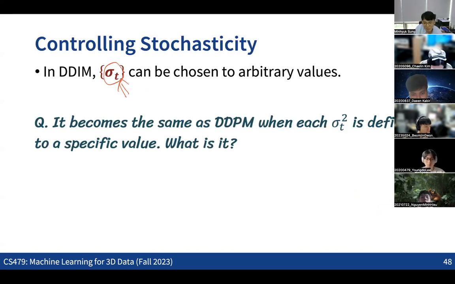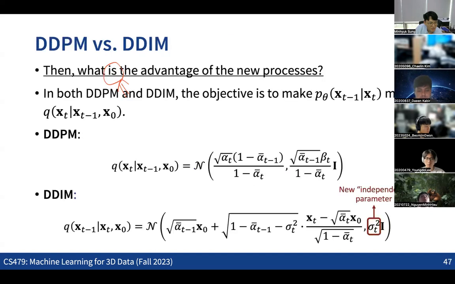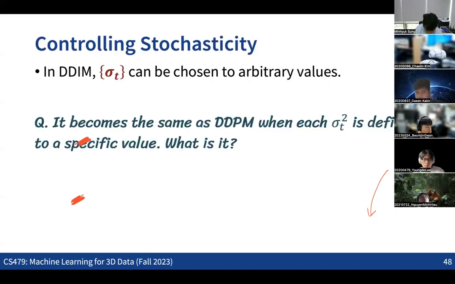So this is kind of a quiz. We have seen that the conditional distributions are basically different in the DDPM and the DDIM case, right? But if you carefully choose the sigma value here, then we can make this DDIM process exactly the same as the DDPM process. What would be such a value of the sigma? Actually, it is sigma squared that makes the DDIM process the same as the DDPM process.